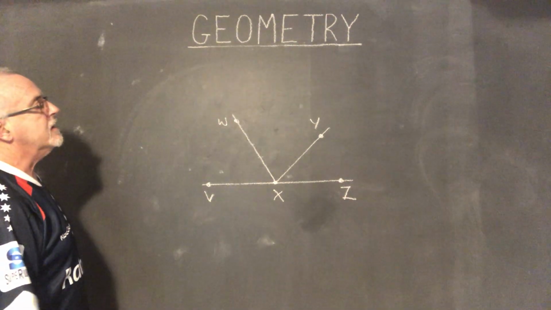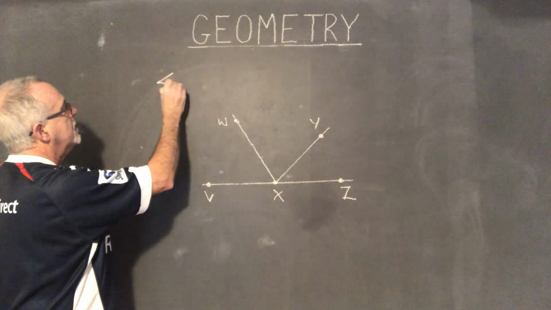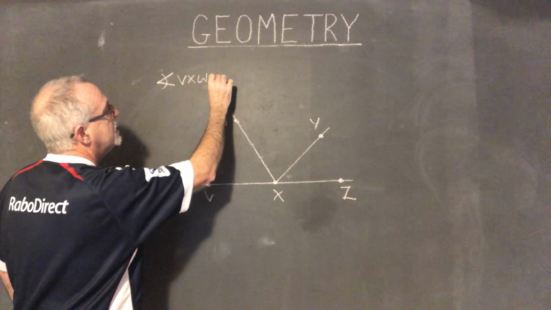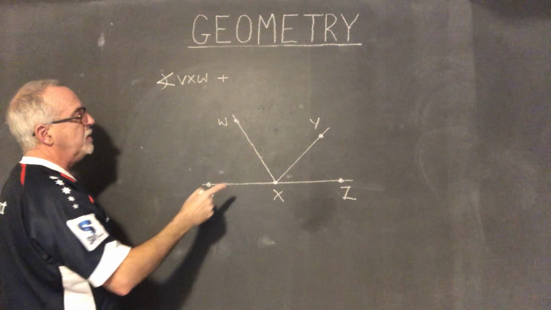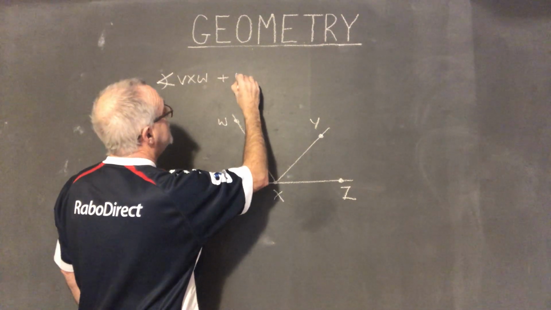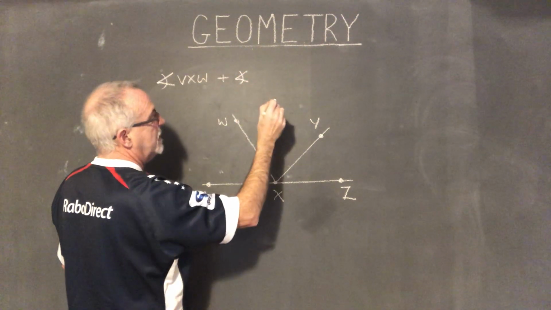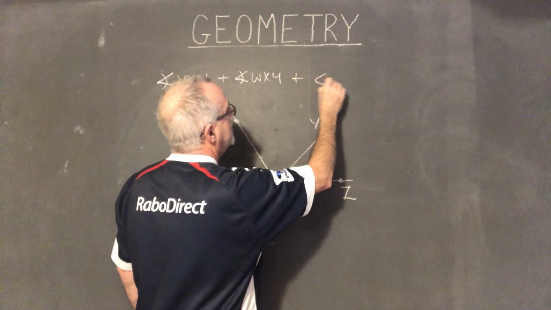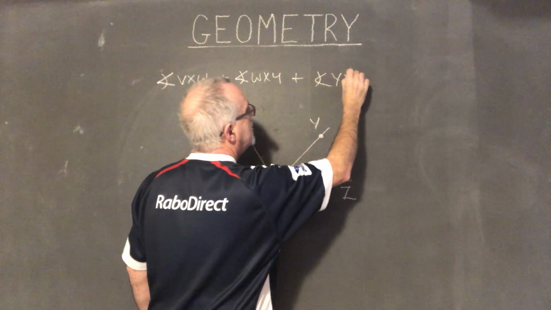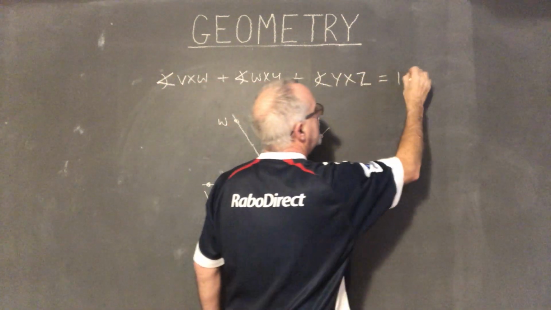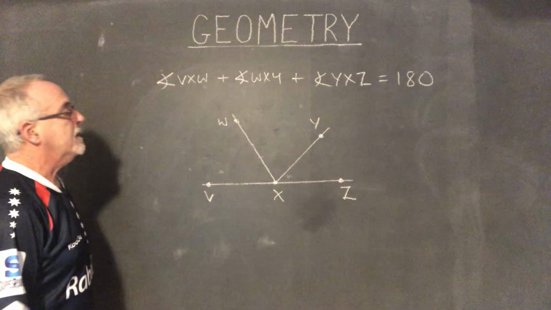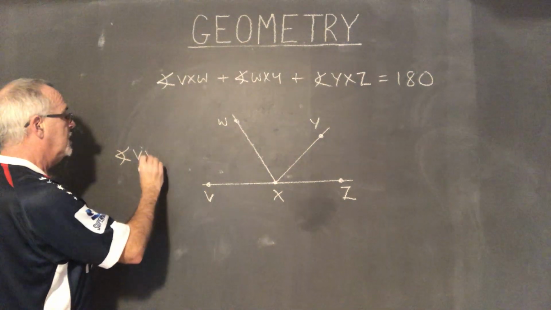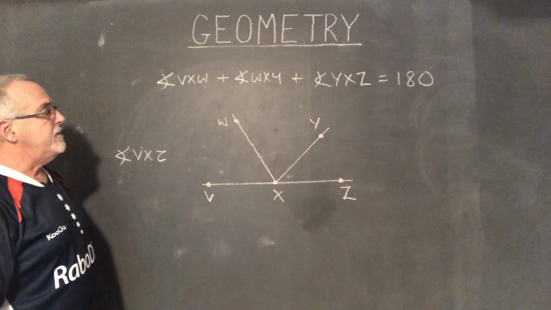And I can start saying stuff. I can say angle VXW plus, or well, really the measure of angle VXW, plus the measure of angle WXY, plus the measure of angle YXZ has to be equal to 180, because we know that this angle VXZ is a straight angle and therefore has to have a measure of 180.